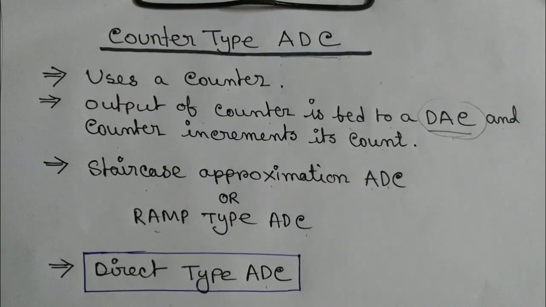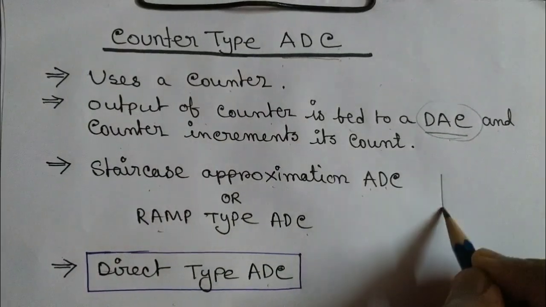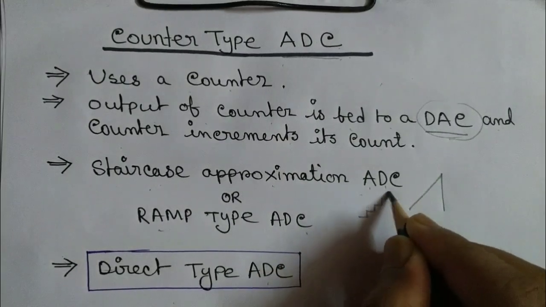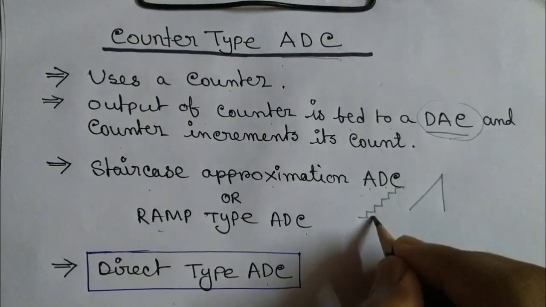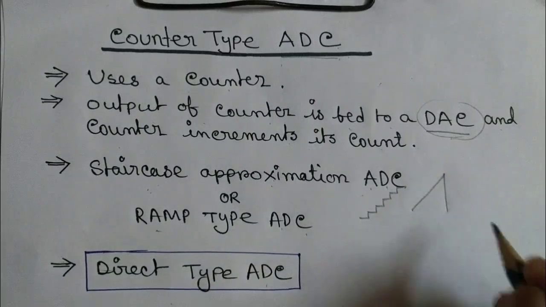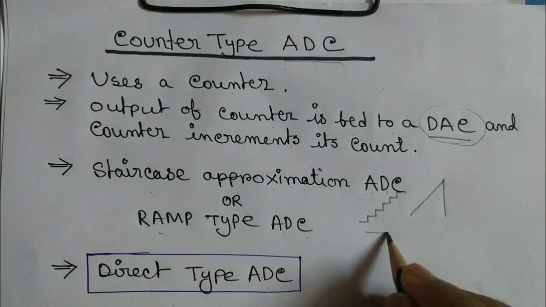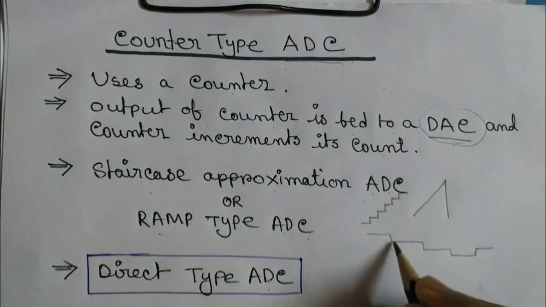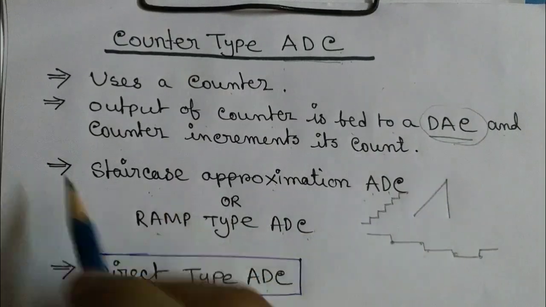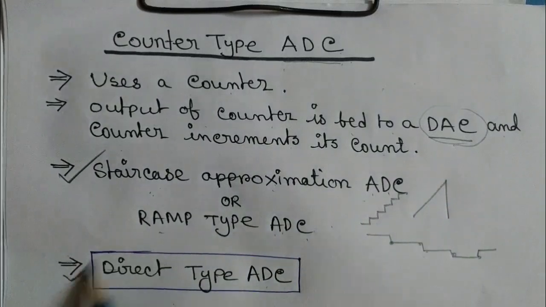If we see the analog input of counter type ADC, we can see that it is a form of staircase, just like this, and it will increment in this portion just like a staircase, so that it is called as staircase approximation type ADC or RAM type ADC. If we see the waveform of digital output, then it will be just like this, a form of ramp, so that it is also called as RAM type ADC. These two names are important for short question. We have already said it is a direct type ADC.